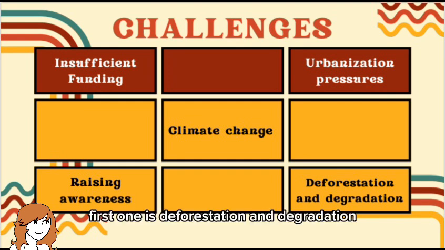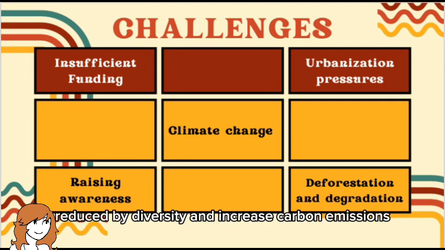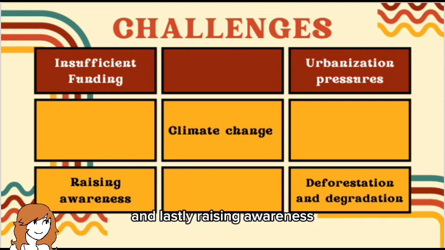The fourth one is deforestation and degradation. Illegal logging and land clearing for agriculture and development continue to threaten forest areas. These activities result in habitat loss, reduced biodiversity, and increased carbon emissions. And lastly, raising awareness. Increasing public awareness about the importance of forests and biodiversity is crucial but challenging. Engaging the public and fostering a culture of environmental stewardship requires continuous effort and innovative approaches.